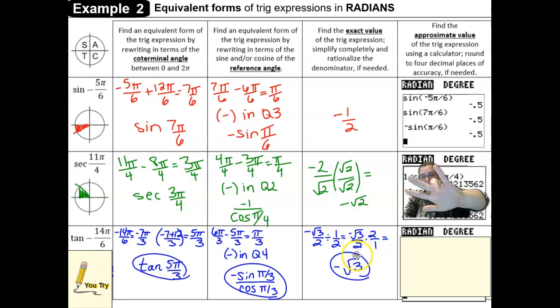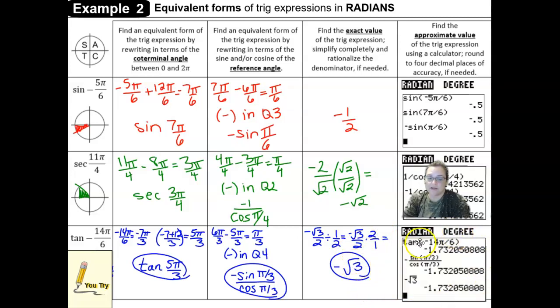that's the ring finger, and the sine is the bottom 3, so √3 over 2. The cosine is the one on top, that's 1/2, and negative √3 over 2 divided by 1/2 is negative √3 over 2 times the reciprocal, which is 2. Then the 2's cancel, and we're left with negative square root of 3. And then when we check in the calculator, all of those values match, and we round to negative 1.7321 because the 5th decimal place is a 5.